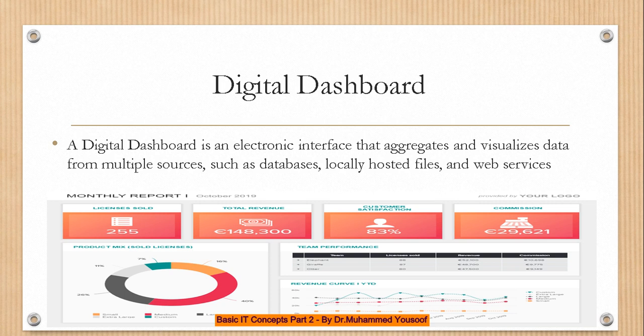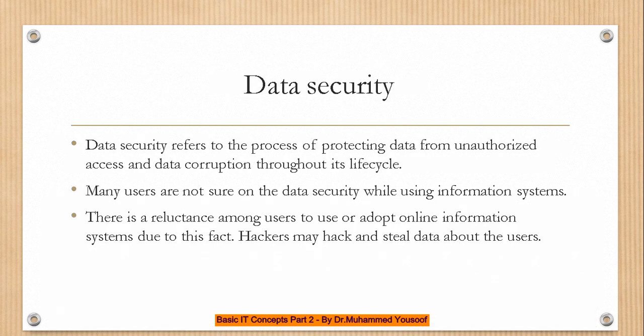digital dashboard. It is an electronic interface. What is the interface? Screen that aggregates. Aggregate means summarizes and visualizes the data from multiple sources such as database, locally hosted files, and web services. Even you can get some data from web pages or from other internet resources. You can also get the data from local databases and from the locally hosted files. This is called digital dashboard.